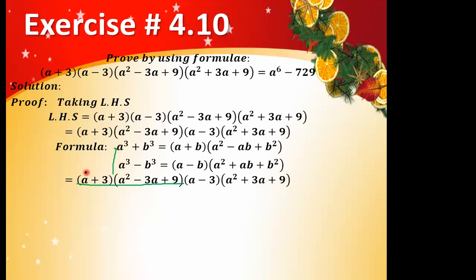Now, your term a here is a, and term b here is 3. Okay, this is your term b. This is a plus 3. Similarly, over this one, we are going to apply this formula, which means we are going to take a cube minus b cube. Now, what is your term a? This is your term a, and this is your term b, which is again 3, right?